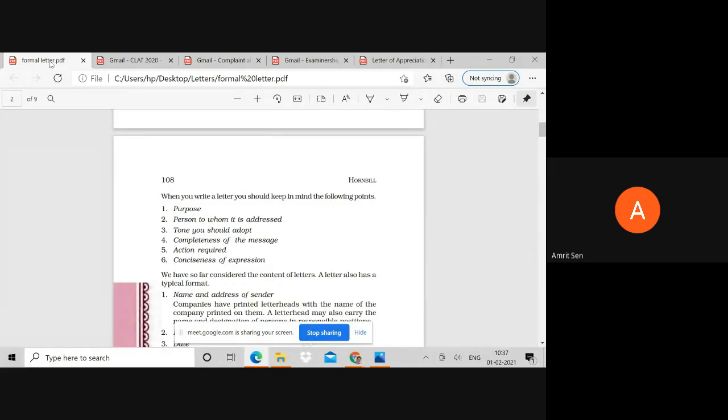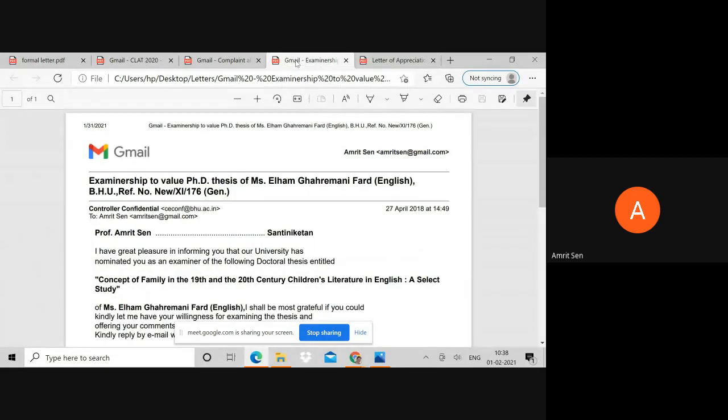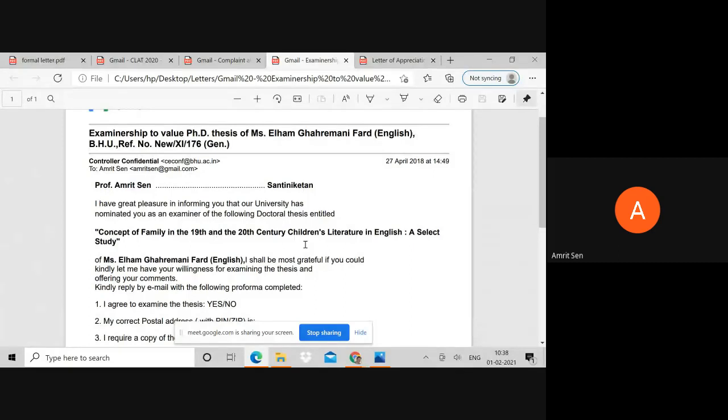Now, the next thing is the tone that you should adopt, right? You must remember that letters have various purposes. So I'm showing you a few kinds of formal letters and emails, from which you will understand what the tone is. This, for example, was a letter written in a perfectly neutral tone. This is just an informative email or a business letter. Now, this is another formal letter, but here, since the purpose is to ask me to evaluate the thesis of a particular candidate, the controller has written with respect, providing me with respect.